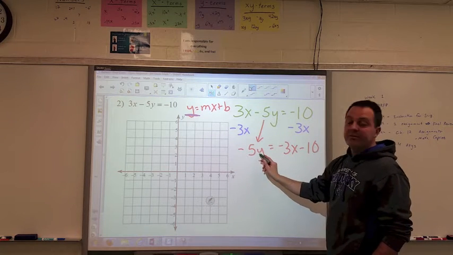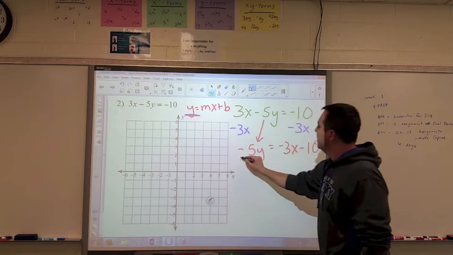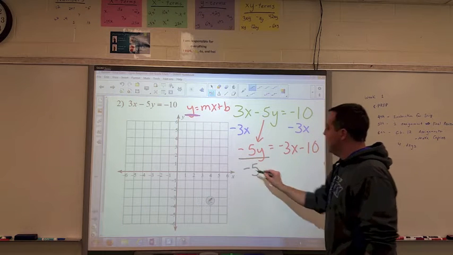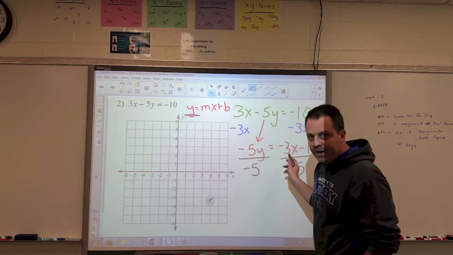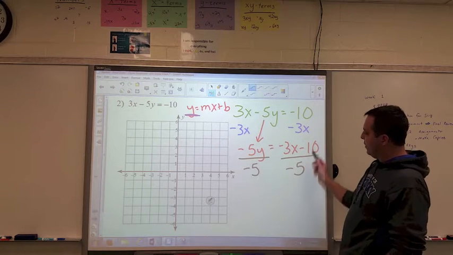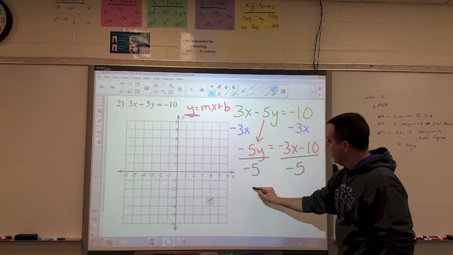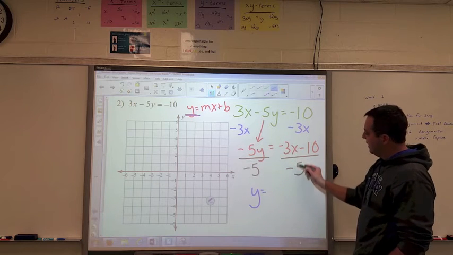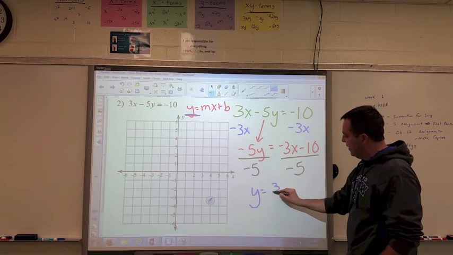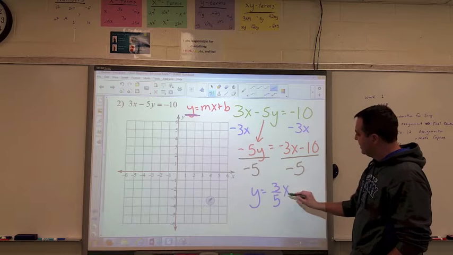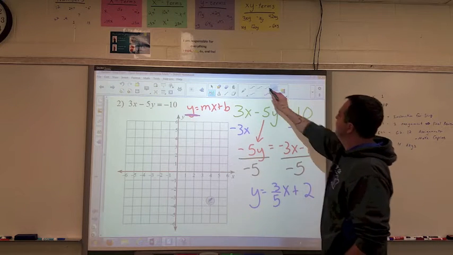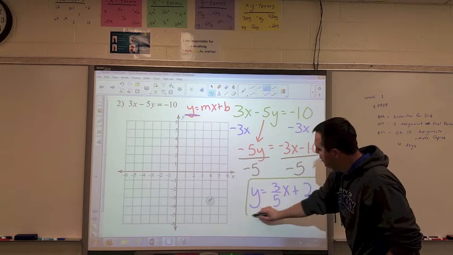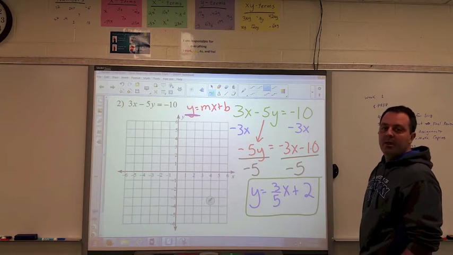Now we just have to get rid of the negative 5 to get y by itself. So we'll divide both sides by negative 5. Over here on the right, when we divide by negative 5, we've got to divide both terms by negative 5. We've got y equals negative 3 divided by negative 5 is just 3/5. So we've got 3/5 x. Negative 10 divided by negative 5 is plus 2. Here is our slope-intercept form of the equation.